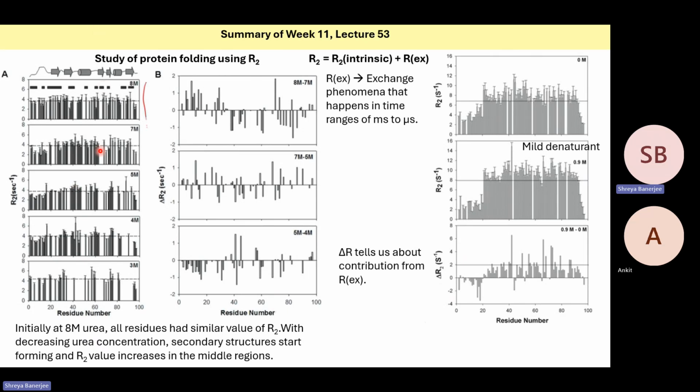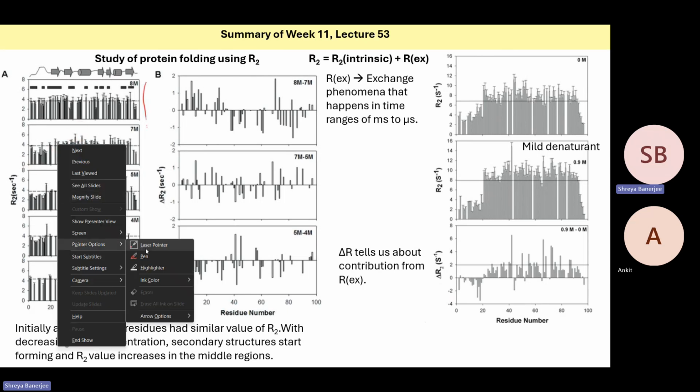So now we will look at how protein folding can be studied using R2. Here we are doing a urea dependent study. Initially you have 8 molar urea and all the residues have similar values of R2. Slowly you are decreasing urea concentration, 8, 7, 5 molar. You can see that as that is happening, secondary structures start forming and the R2 value increases in the middle region, decreases in the lower region.